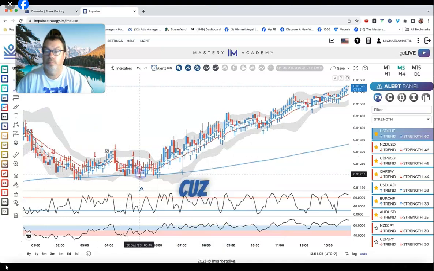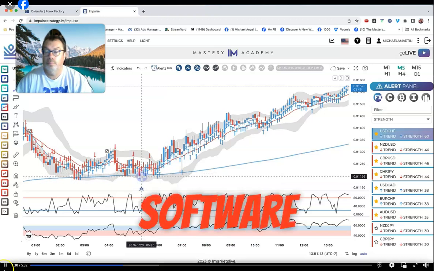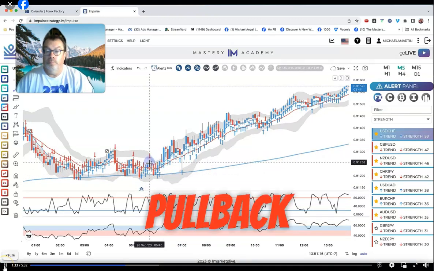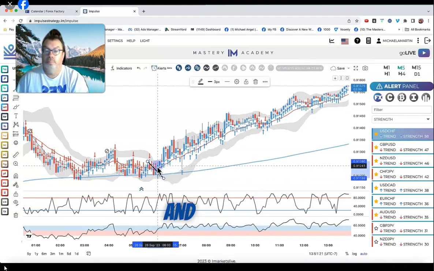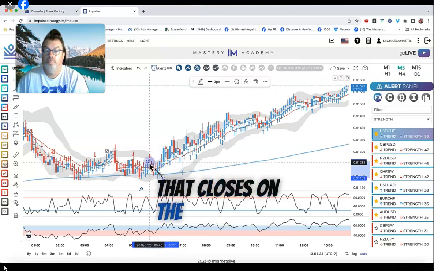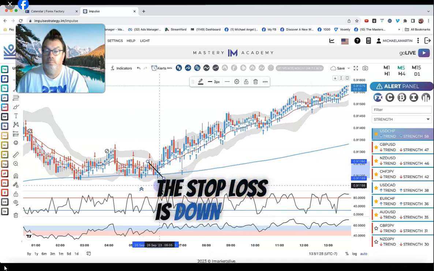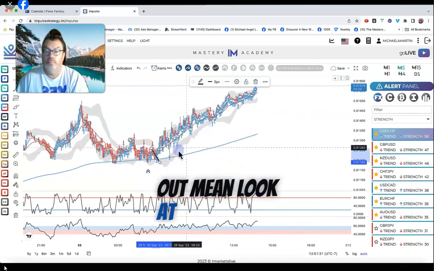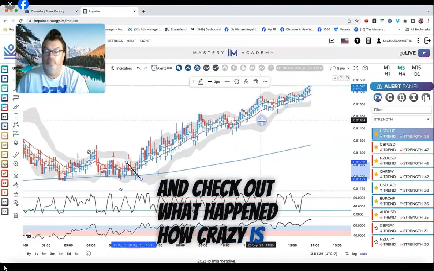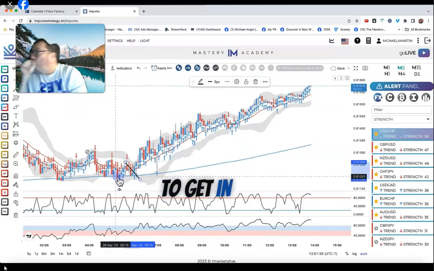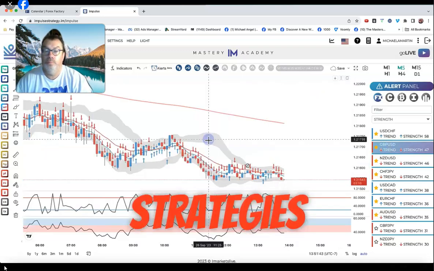Watch this. Pay attention because it's quick. We get the signal, the alert from the software, and we wait for price to go up and do its first pullback. Then, when it does its first pullback, we draw a trend line, and the first candle going in our direction that closes on the other side of that trend line, that's where we get in right there. That's the entry. The stop loss is down here, and check that out. I mean, look at that. That's where it decided things were going to go up, and check out what happened. How crazy is that, right? There are other strategies to get in if you missed that, but we're just going to go over this one today. I'll make videos on the other strategies later.